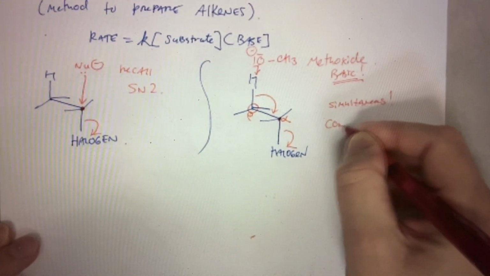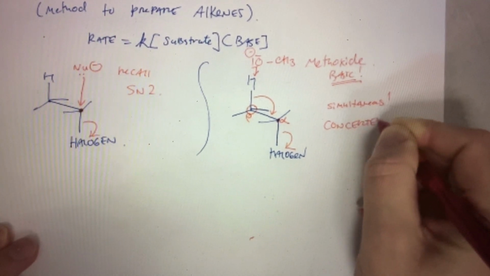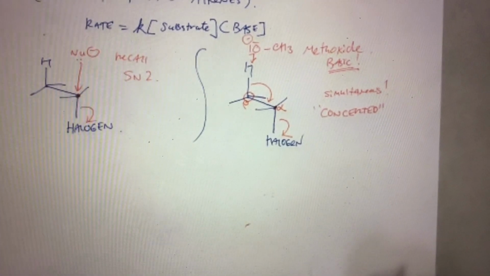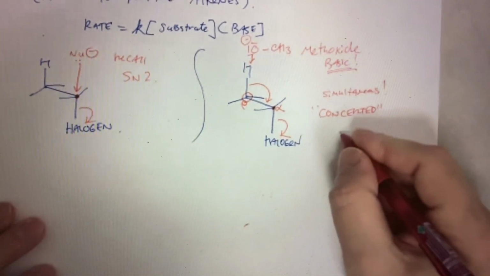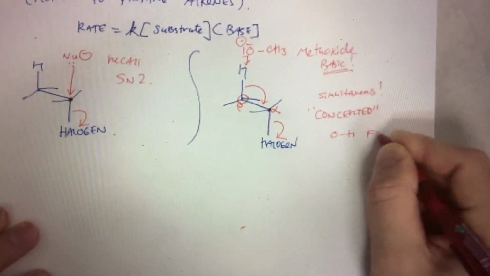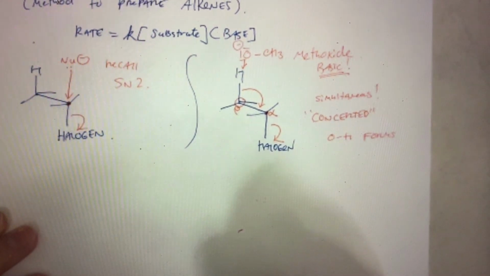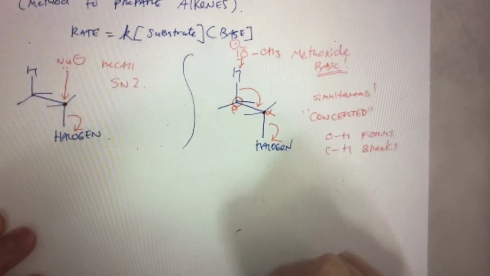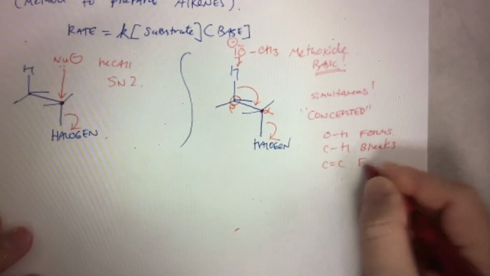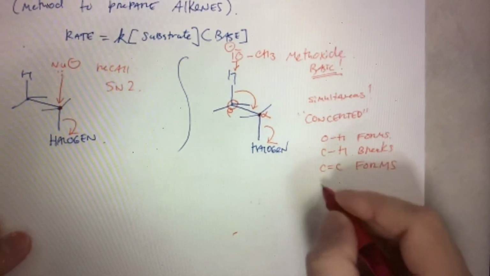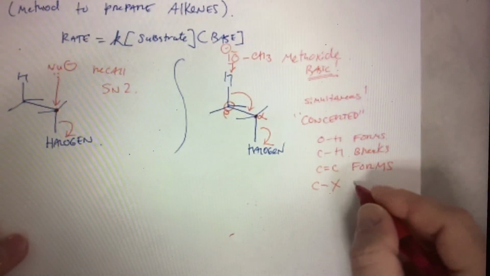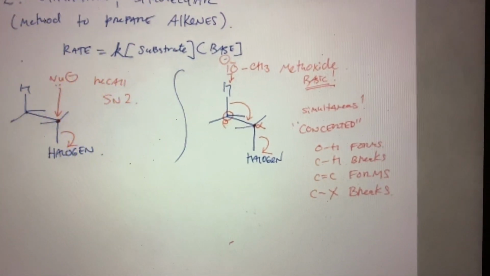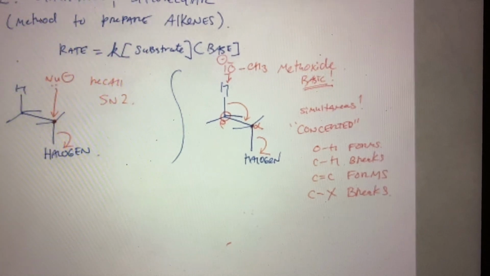Or we say it's concerted. It's a concerted process or a concerted reaction. It happens all at once. And look at all the things that are happening. An OH bond forms. We have a CH bond breaks. We have a carbon-carbon double bond forming. And we have a carbon-X bond breaking. So all four of these things happen at the same time by these three arrows that we've described.